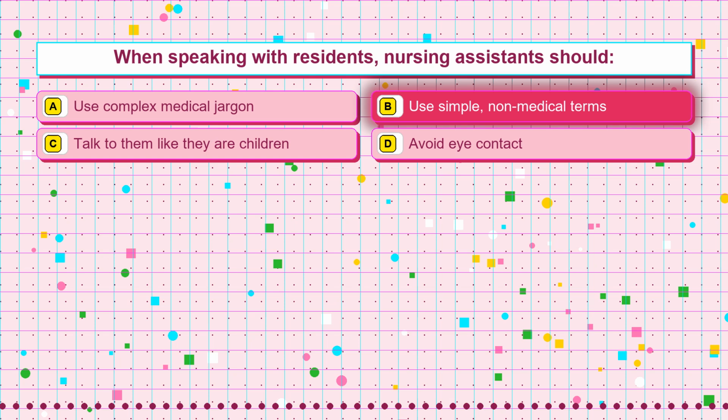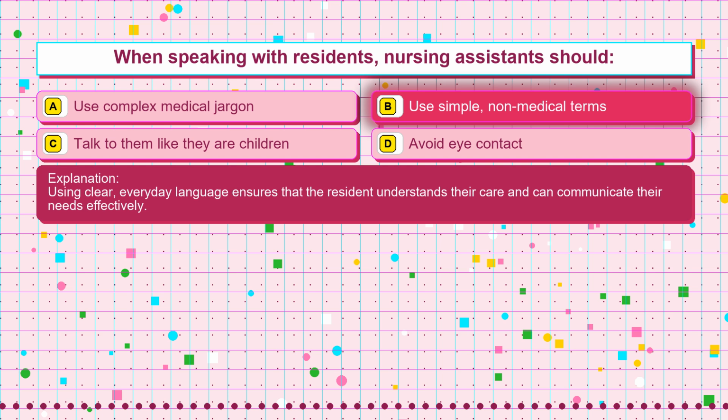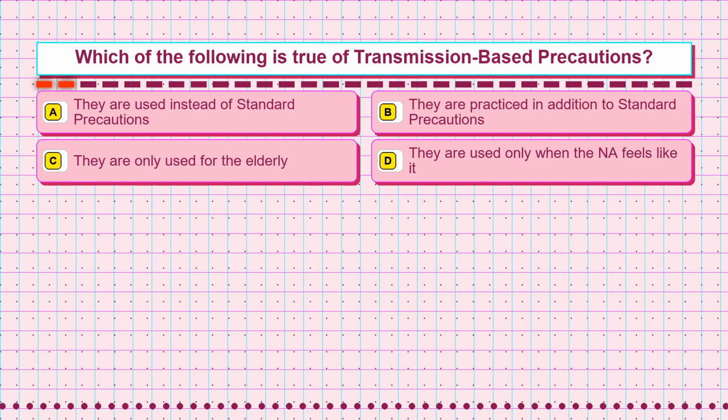The correct answer is option B. Use simple, non-medical terms. Using clear, everyday language ensures that the resident understands their care and can communicate their needs effectively.